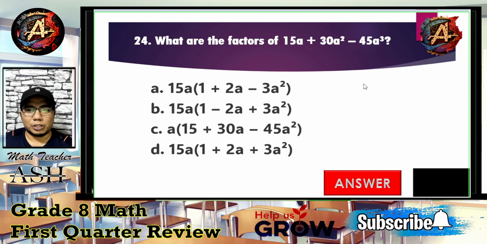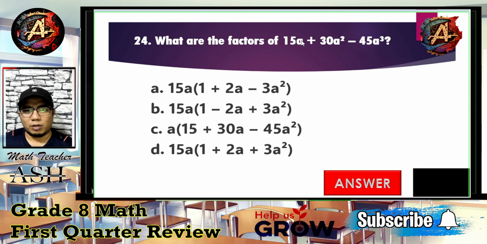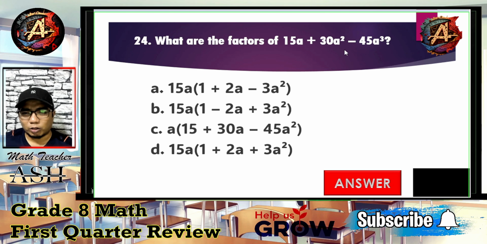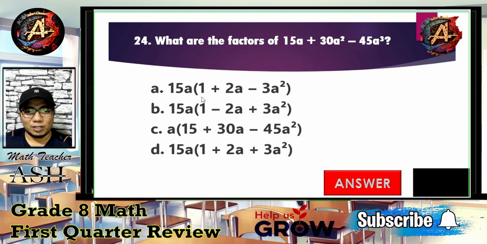Alright, my dear math learners. Now, if we check the given expression, 15a plus 30a squared minus 45a cubed, the three terms have a common factor which is 15, as well as a common factor which is a. So therefore, our common monomial factor is 15a. So letters A, B, and D can be the answer.